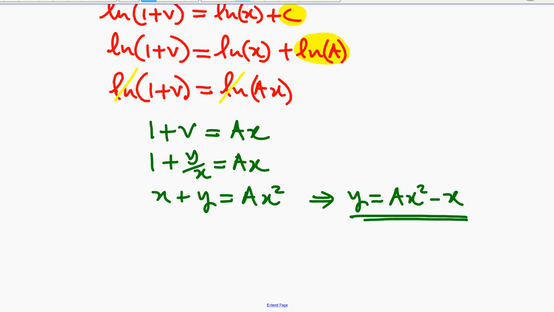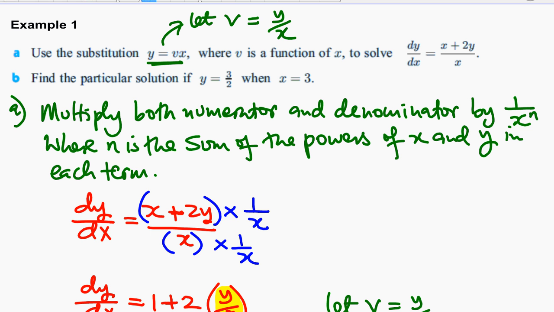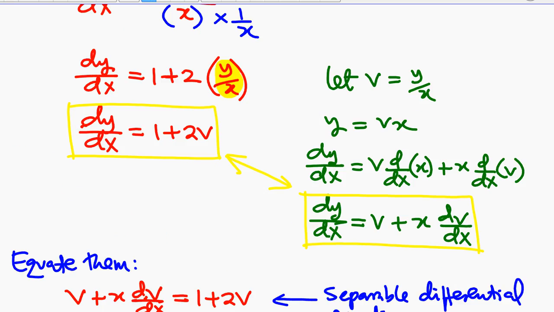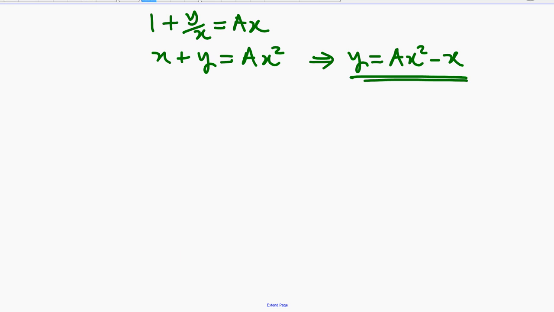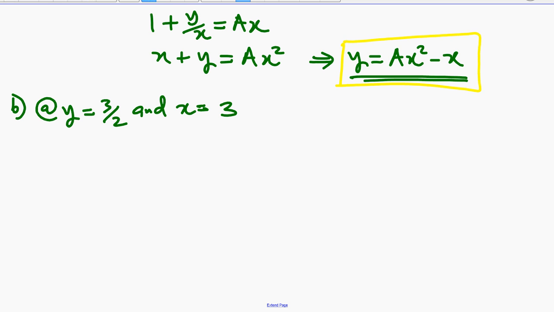So this is a general solution to that part. Now we'll move on to part B, finding a particular solution at y is equal to 3 over 2 and x is equal to 3. At y equal to 3 over 2 and x equal to 3, we can plug this into the general solution to find whatever the constant is.